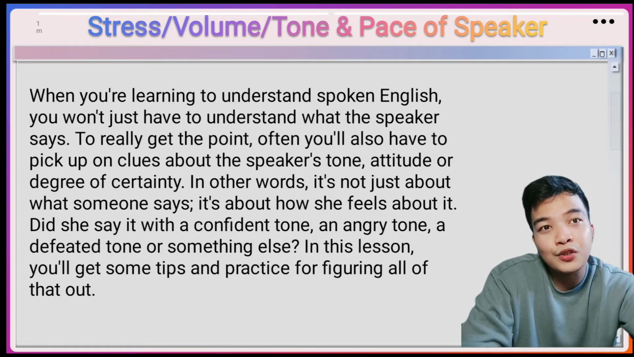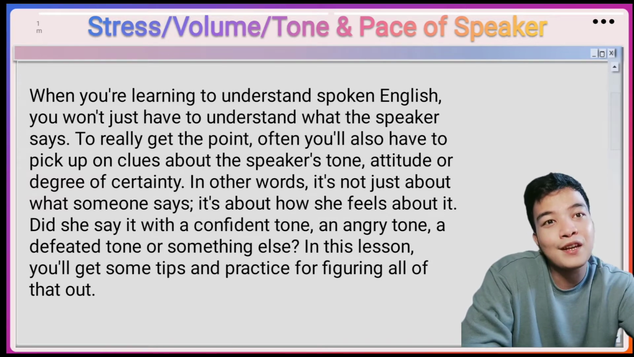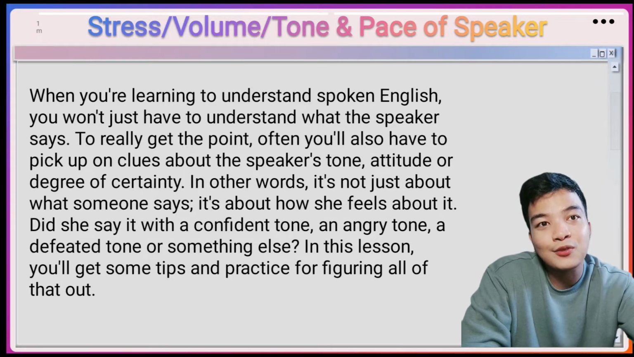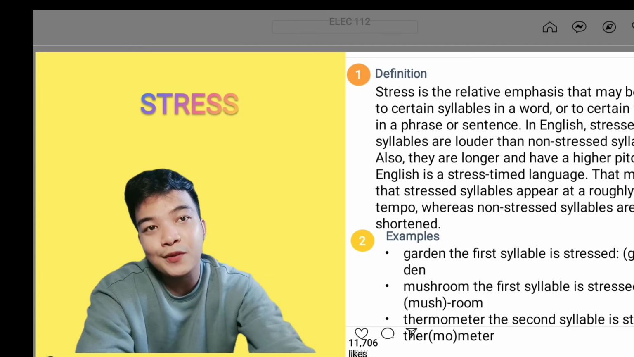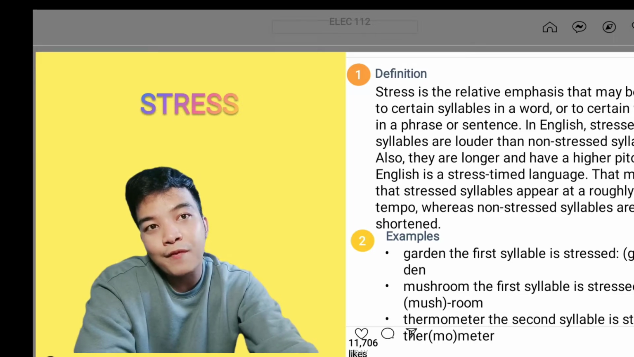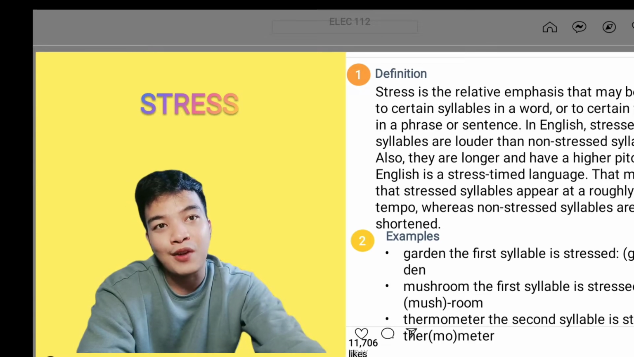And we're going to focus on three subtopics of the listening and comprehension. The first one is the tone, volume, and pace of the speaker. The second one is correcting pronunciation. And the last and final one is understanding instructions. Without further ado, let's proceed to our first main topic. It is called the stress, tone, volume, and pace of the speaker. And now we will focus first on stress, okay?